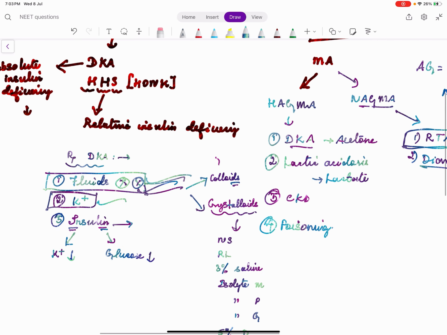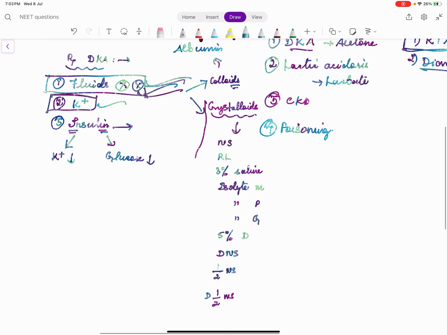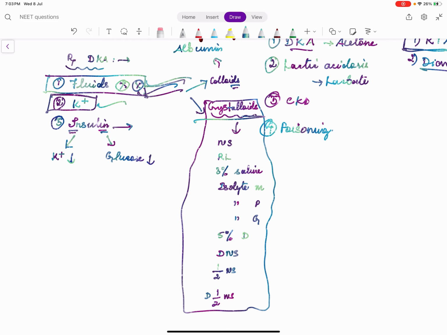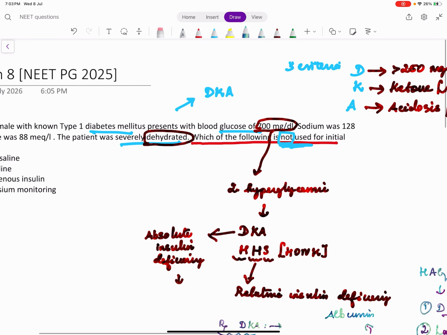Colloids are, for example, albumin and Haemaccel. Crystalloids are very, very important in medicine because they are commonly used. So even if you don't remember colloids, remember crystalloids. Crystalloids are the fluids which are to be given in DKA. Okay, we'll continue with the question.